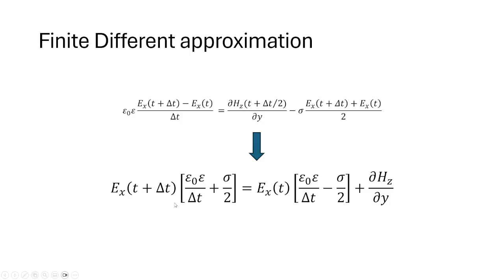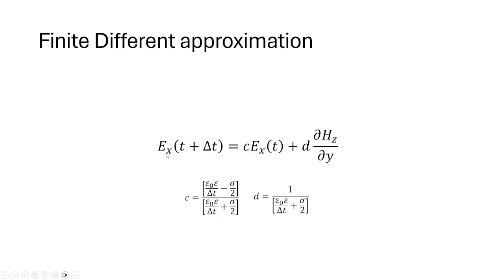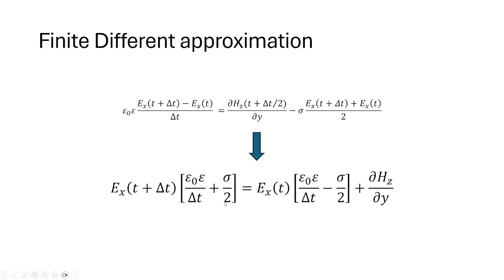So what we're going to do now is divide by this term here, and we get an update equation. So Ex at t plus delta t is equal to some coefficient c times Ex at t plus some coefficient d multiplied by the y space derivative of the h field. And the c and d coefficients are just these terms here. And notice that they actually have the same denominator, right? And that's just because the denominator is just this term right here. Cool.